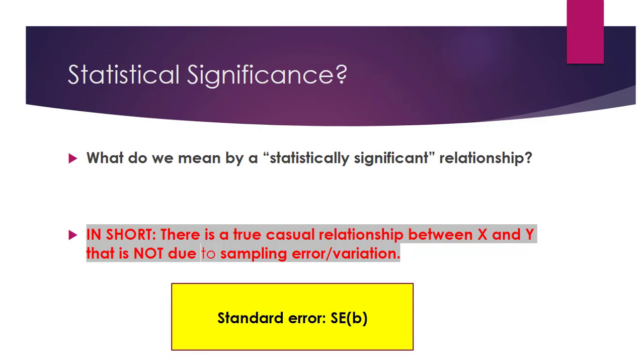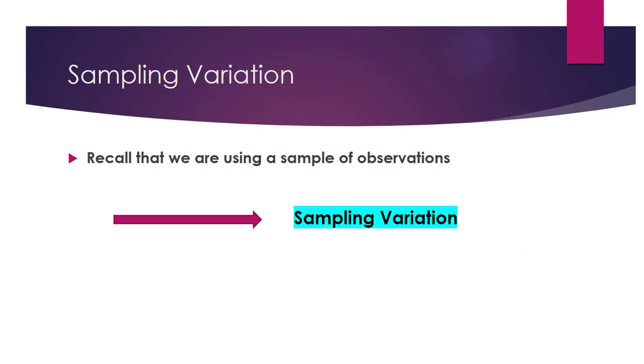Some of you may recall the standard error in hypothesis testing. The standard error in regression analysis is very similar to that in hypothesis testing. Let me explain. Recall that we are using a sample of observations. Why? Because the population is too large. But what is the drawback of using a sample? Well, there might be sampling variation. That is, a sample may not perfectly reflect the population due to noise or randomness in the sample selection process.